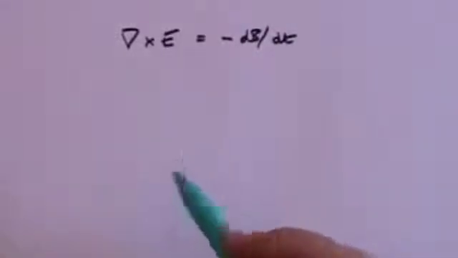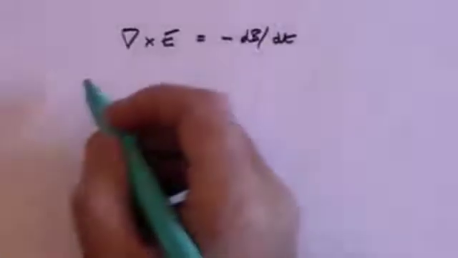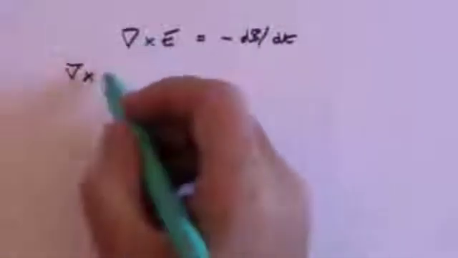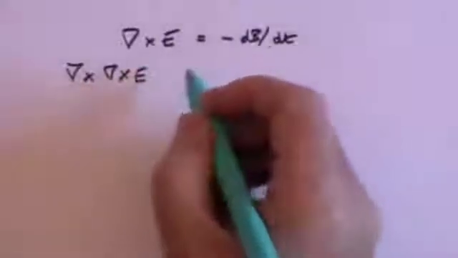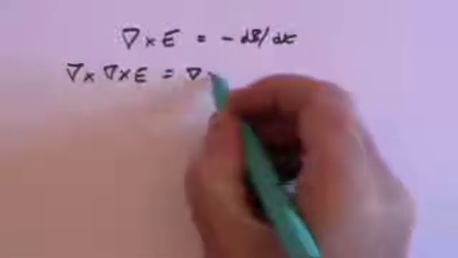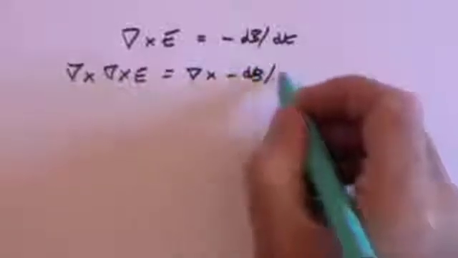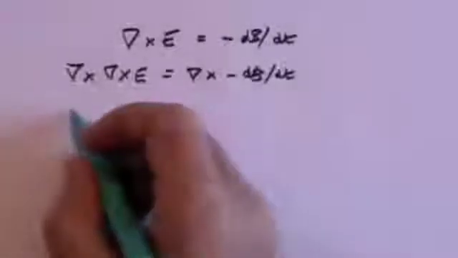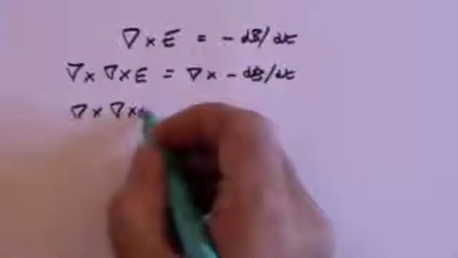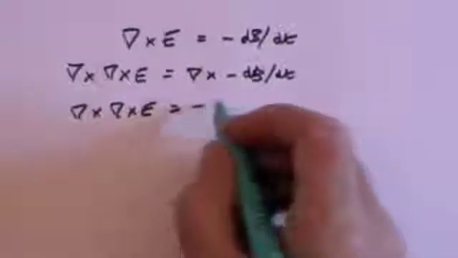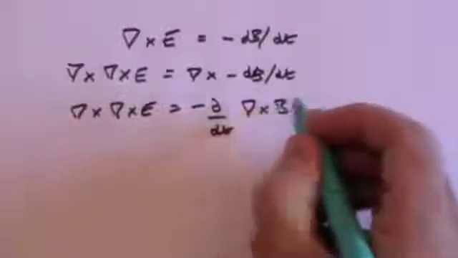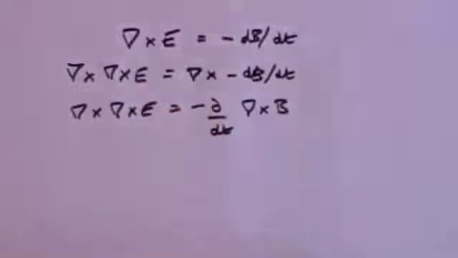So what I'm going to do is a bit of mathematical manipulation. I'm actually going to take the curl of both sides. So on the left-hand side, I'm going to take the curl of E, and that's going to be equal to the curl of minus dB by dt. This is just mathematical manipulation. And that is equal to, that's the same as saying, minus d by dt of the curl of B. That is the same as this.